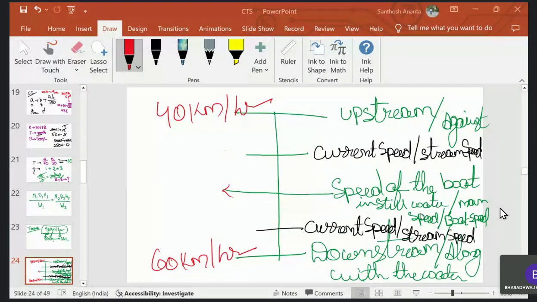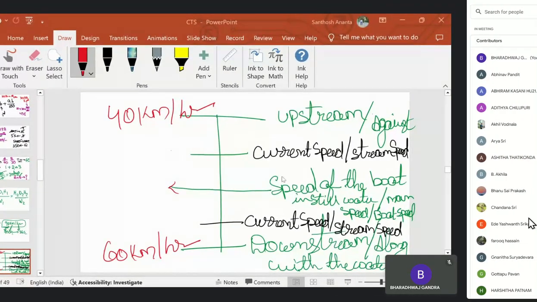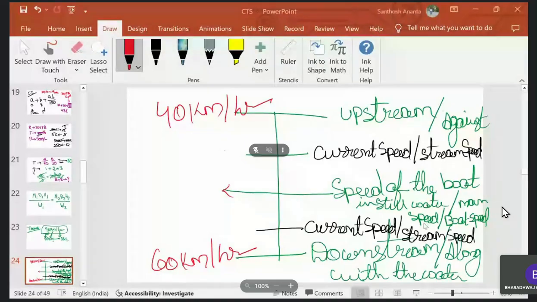Chandana, mute your microphone. Next, Srikanth, Tejavat Srikanth, mute yourself.